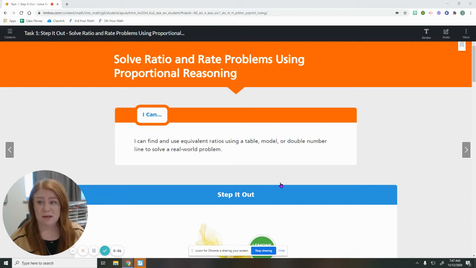Today we are working on lesson 5.5. So we are going to be using all of the strategies that we've been learning about for the past week and using different problems to use those strategies. So we're going to be using equivalent ratios. We might use a table or double number lines or that proportion strategy that we've been working on. So there's lots of ways to solve these problems. So you can decide which way works for you.